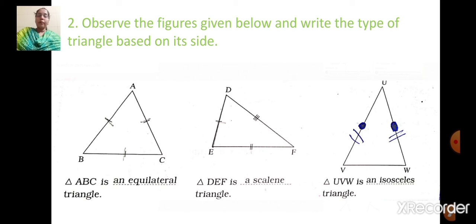Understood, children? Now here they have marked 2 sides equal. Can you see 2 lines here, children? Triangle UVW, 2 sides they have given the same lines. Yes, so this is an isosceles triangle. When 2 sides are same and 1 side is different, we call it an isosceles triangle. When all the 3 sides are different, we call it a scalene triangle. And when all the sides are equal, we call it an equilateral triangle. This we had learned in our previous class.